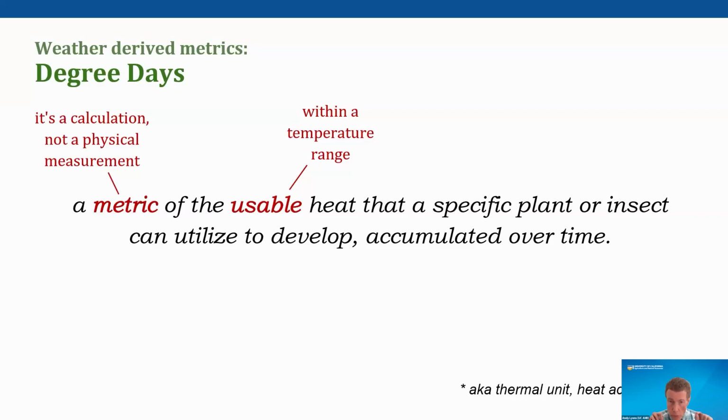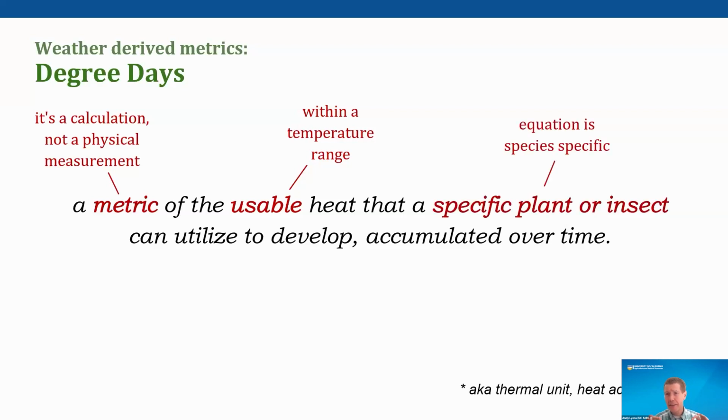So for most organisms that are ectothermic, this is an important thing. All plants and insects are cold-blooded, right? So their development rate, their metabolism, is really based on the ambient temperature. But that's within a specific range. Their metabolic processes are influenced within a temperature range, upper and lower bound.